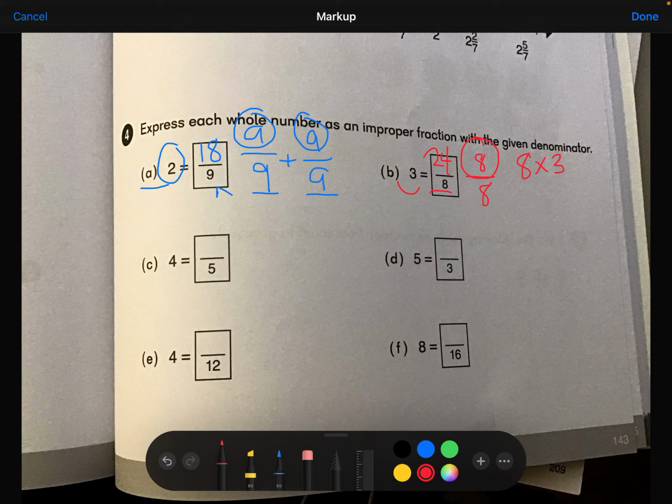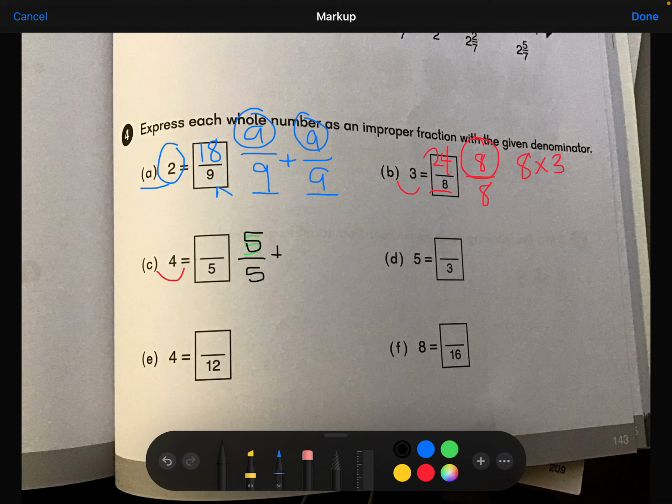So we're talking about the whole 4, and we are going to create an improper fraction with 5 as our denominator. I know that one whole is represented by 5 over 5, and I need 4 of these. So remember, our denominator doesn't change.